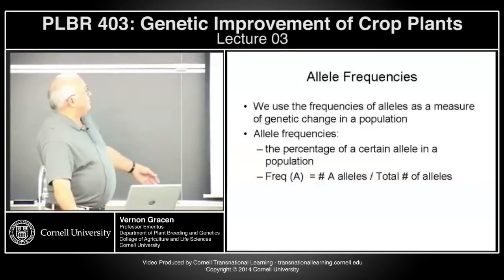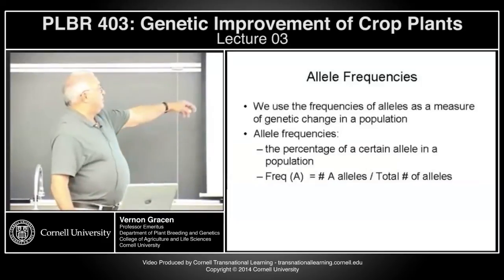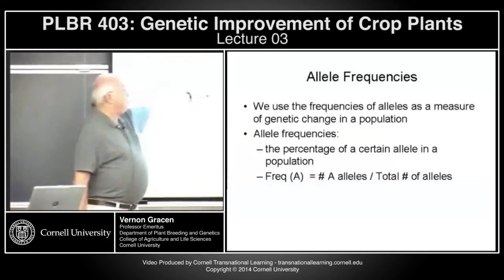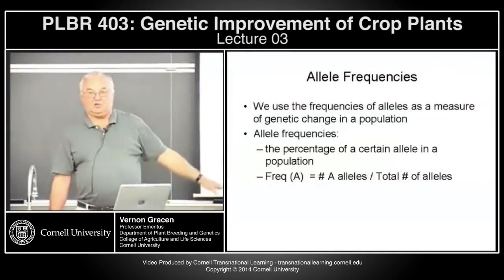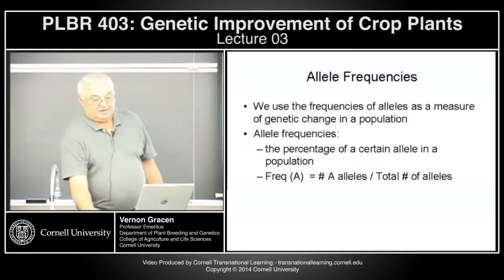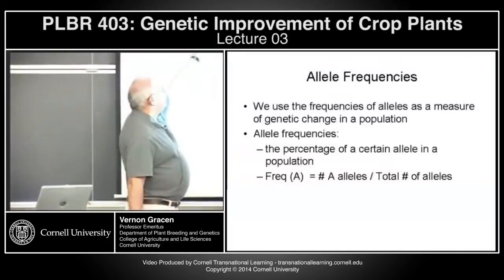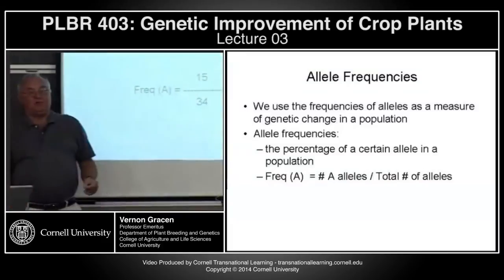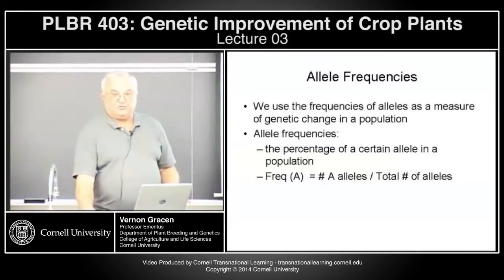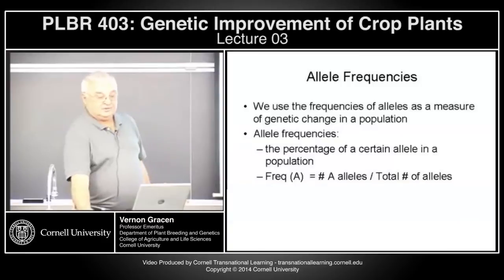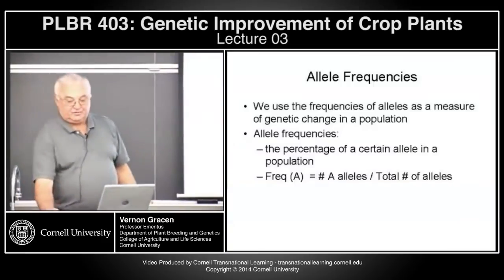What are the allelic frequencies? It's the percentage of a certain allele that's in a population. And the frequency of allele big A is just the number of A alleles in the population divided by the total number of alleles at that locus in the population. If we look at this example, the frequency of big A is 15. There are 15 big A's up there. There are 34 total alleles, so its frequency is 0.44 or 44%. If we looked at the little a, there are 19 little a's, still 34 total, or 56%.